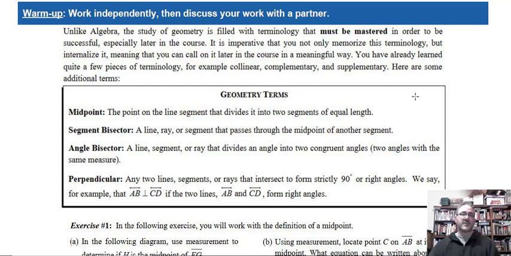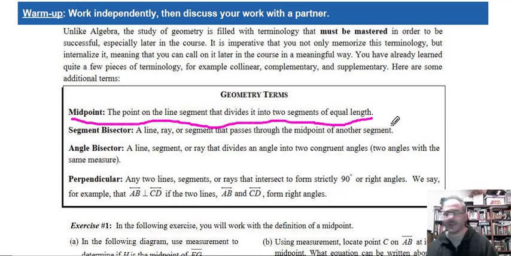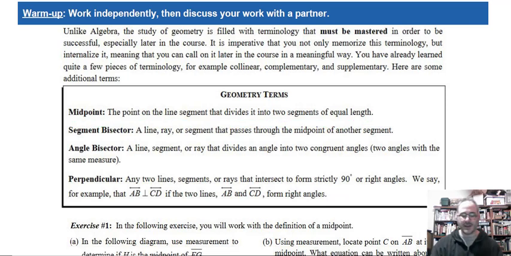So today, here's our first new geometry term. Our new geometry term here is midpoint. A midpoint is the point on a line that divides it into two equal segments of length. So the midpoint is the point in the middle. We've already talked about this a little bit, but now we're going to be doing it a little bit more in depth.